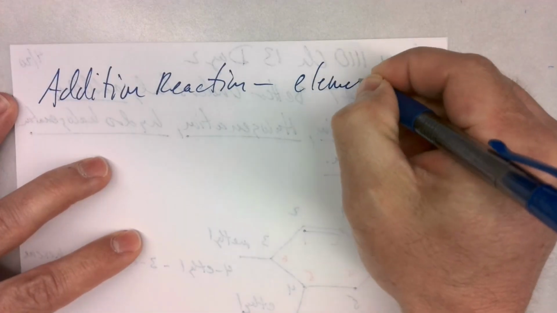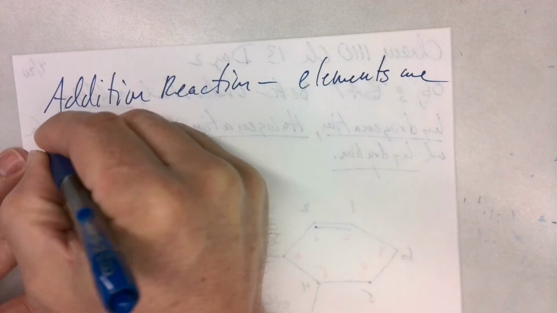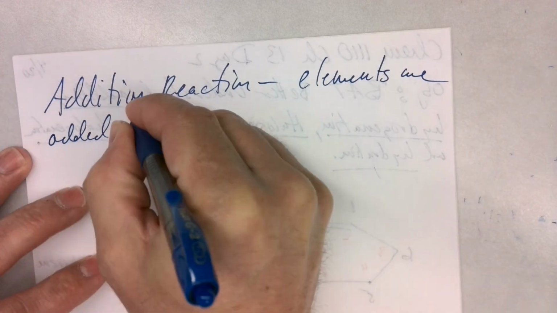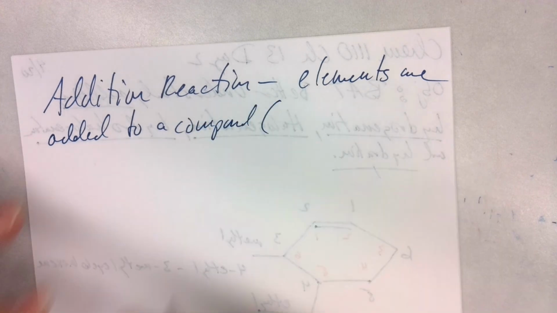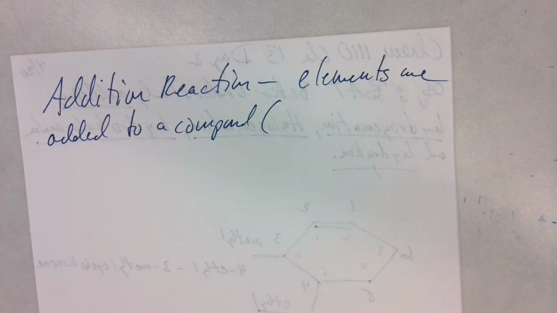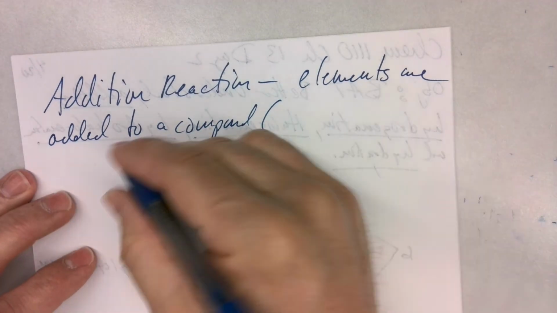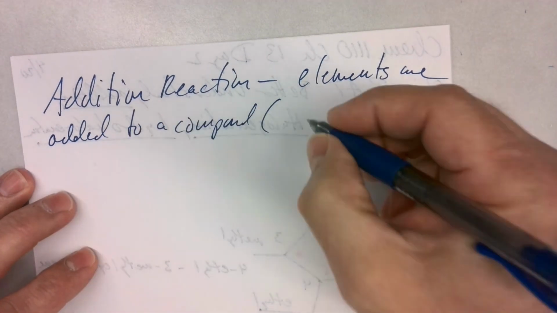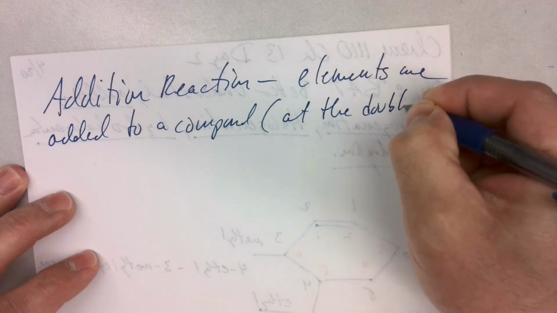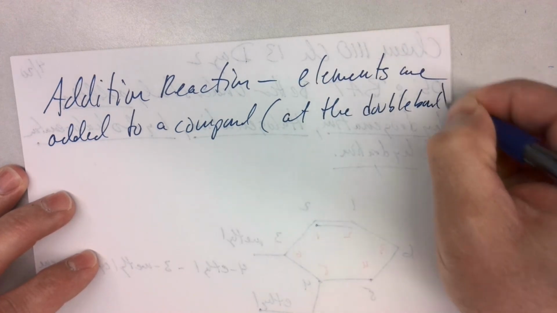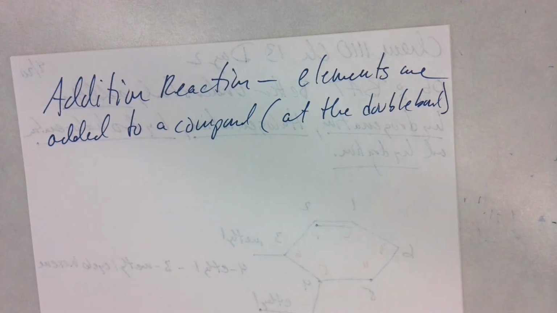Okay? In an addition reaction, elements are added to a compound. Okay? Now, for what we're going to do right now, they're going to be added to a compound at the double bond. Okay? And what that means is this.